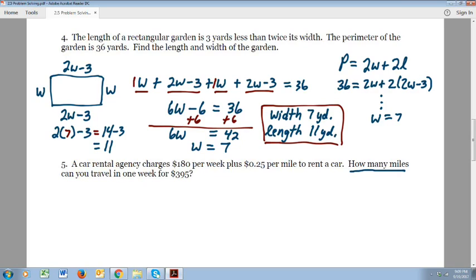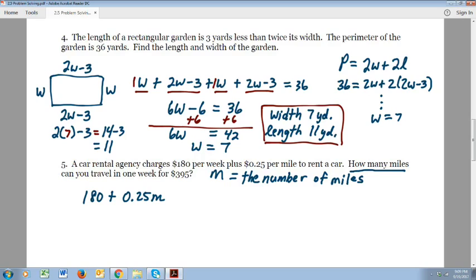So again, we're looking for the number of miles that we can travel if we're spending $395. So there's our variable. We'll call it m. If you want to call it x, that's fine. Whatever you want to call it, m seems like a good choice here. So our charges are going to include $180 plus 25 cents per mile. Now sometimes people will do this, but this is saying $180 plus 25 cents. It's 25 cents per mile, so we need to put an m here.